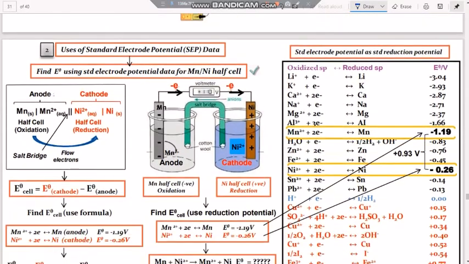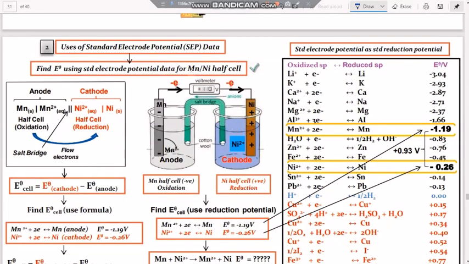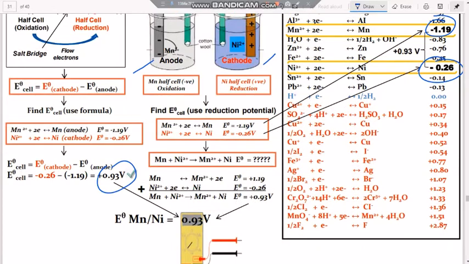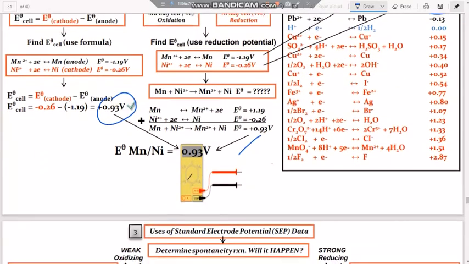And finding the E naught value using the standard electrode potentials of manganese and nickel. We have manganese value that is minus 1.19, and nickel is minus 0.26. So in substituting these, nickel has the bigger value, so nickel is taken as cathode and manganese is taken as anode. The difference after finding the E naught cell value is positive. So positive means this manganese and nickel reaction is spontaneous.